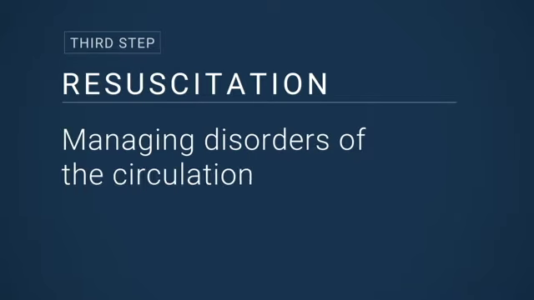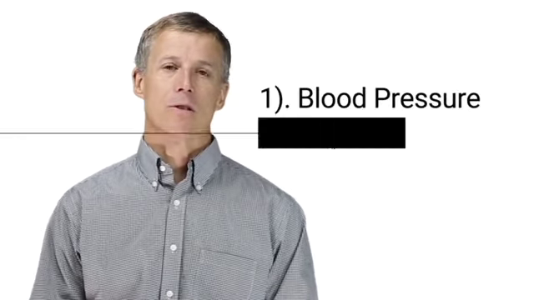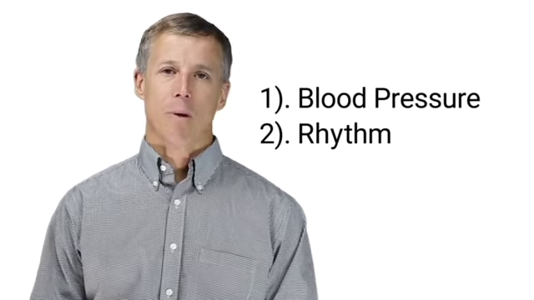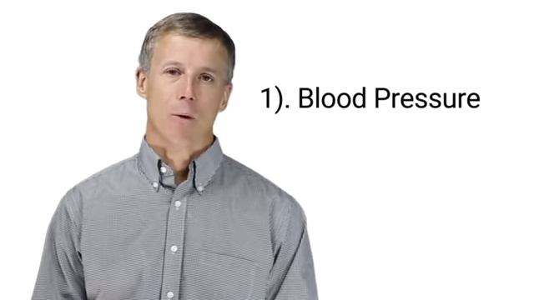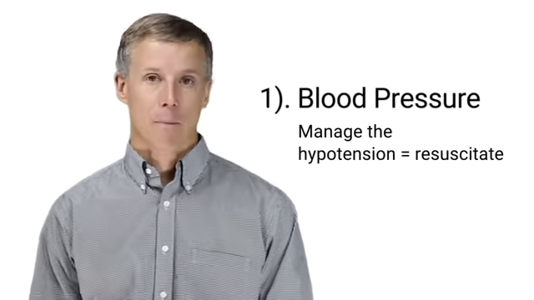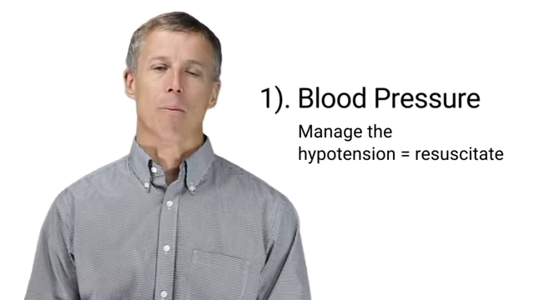The third step in resuscitating a poison patient is managing disorders of the circulation. That really comes down to two things. The first is blood pressure, and the second is rhythm. Now, in terms of blood pressure, the management of the hypotensive poison patient is going to look a lot like any other management of a patient with hypotension from medical causes.